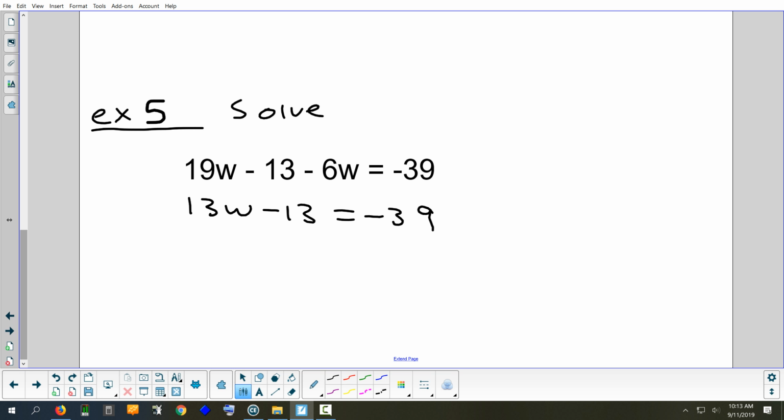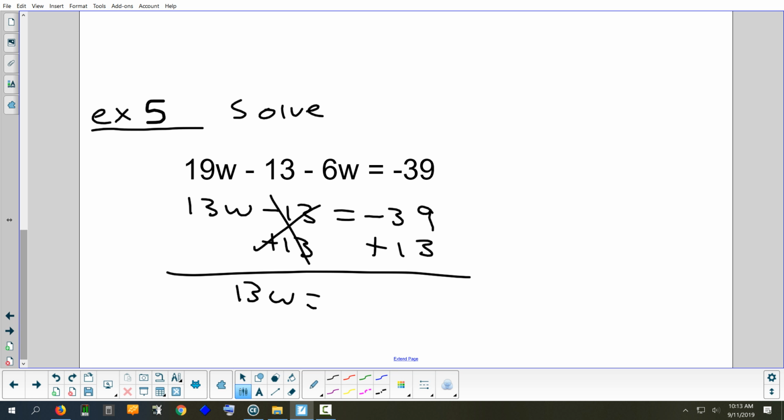Who haven't I called on in a while? How about Kayla? What would be my next step? You would add 13 to both sides. Perfect. Add 13. That's gone. We still have 13w on the left. Now, how about on the right? We've got to be a little careful. Negative 39 plus 13. Anyone do that without a calculator? Yep. Negative 26. Nice job.